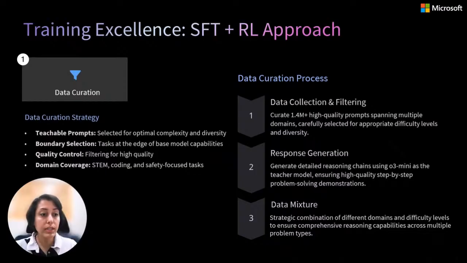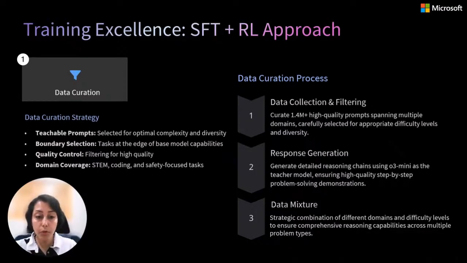And they're really selected to be at the edge of base model capabilities in order to boost the performance of the model to the max. And we really filter for high quality and have a high bar for quality control when we are selecting our data. And we make sure that we cover a lot of the domains that we want the model to be good at, such as STEM, coding, and also safety-focused tasks. And once we have gathered our prompts and questions, we generate detailed reasoning chain of thoughts using O3 Mini as a teacher model. And these high-quality step-by-step demonstrations are later shown to the model in the training data in order to achieve that problem-solving capability.